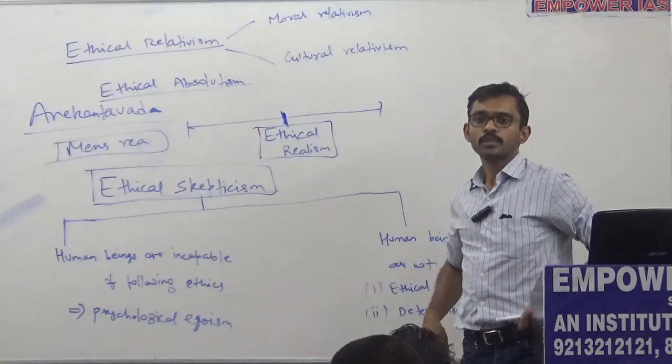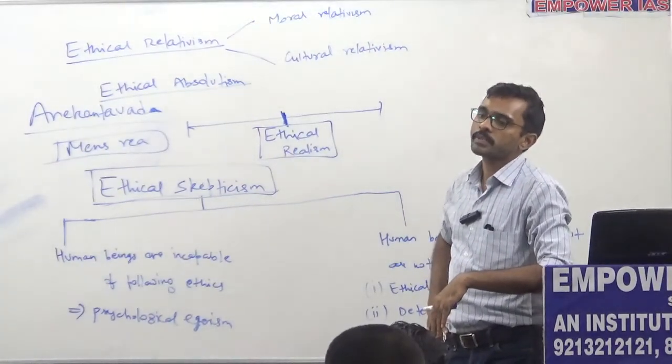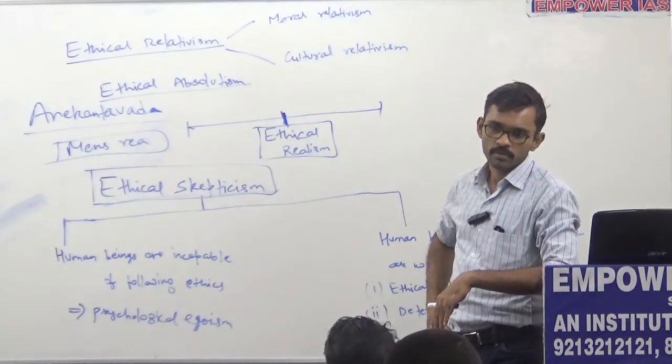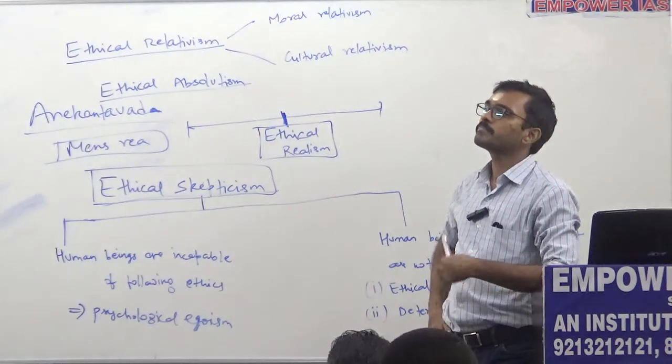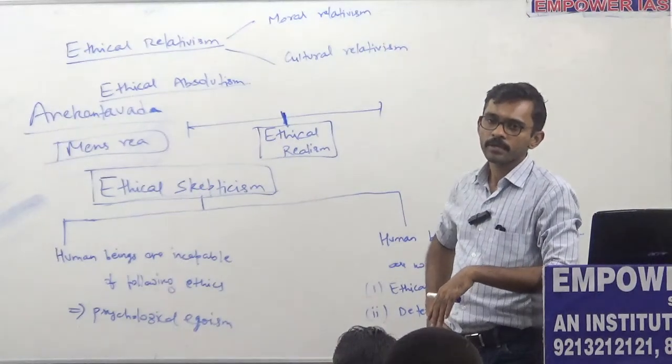So whenever a crime happens, the first thing that the police or the law enforcement agency tries to assess is the motive of the crime. What was the motive? Whether there was a purpose or not, whether there was intention or not.